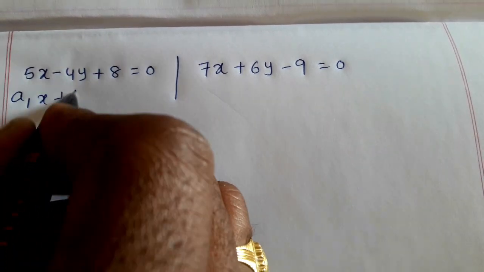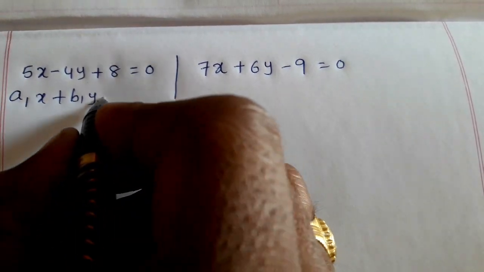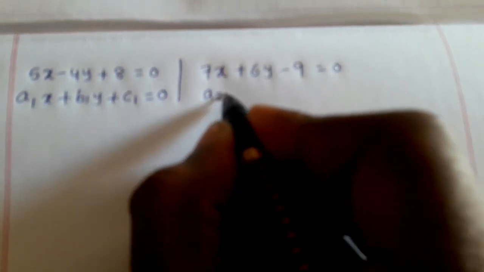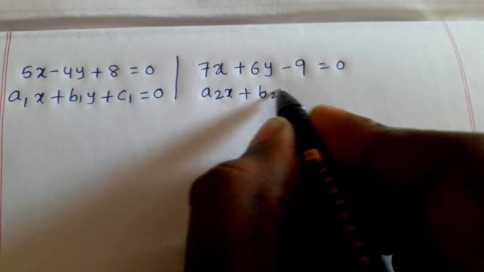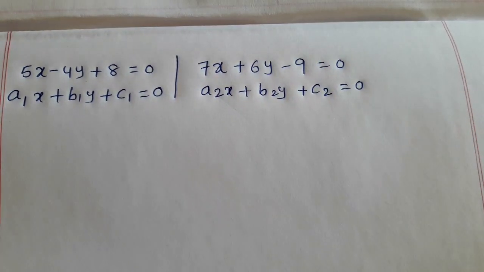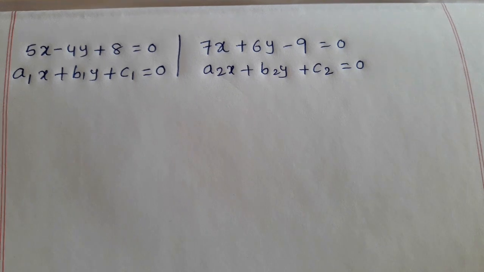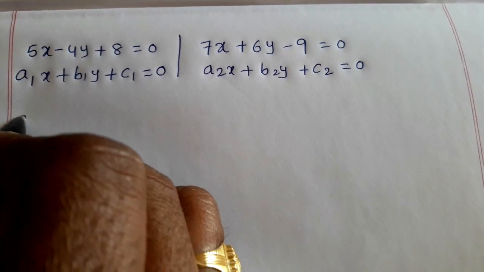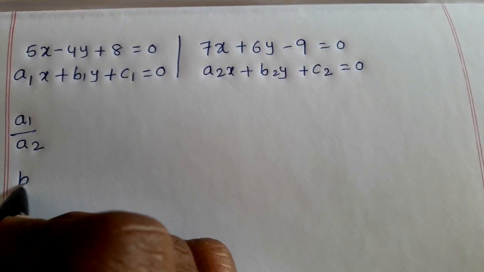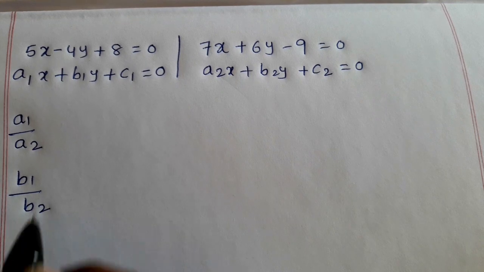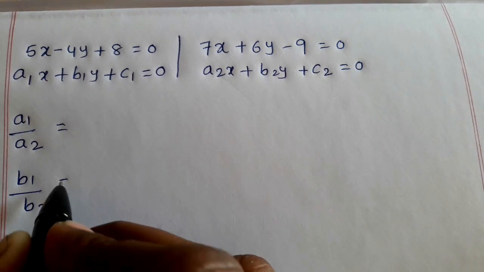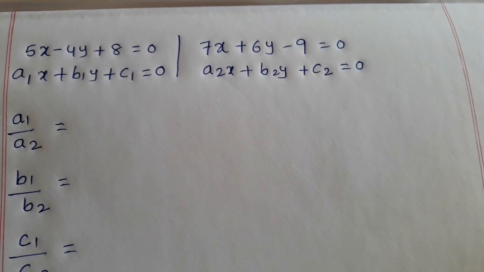a1x plus b1y plus c1 is equal to 0. Next is a2x plus b2y plus c2 is equal to 0. So these are the two lines given for us. Now what you do, you calculate the ratios a1 by a2, b1 by b2, and c1 by c2. Find out these three ratios. After that we will decide what type of lines they are.